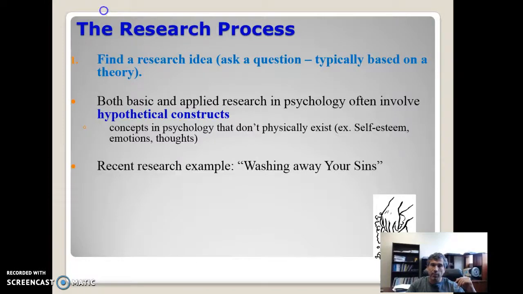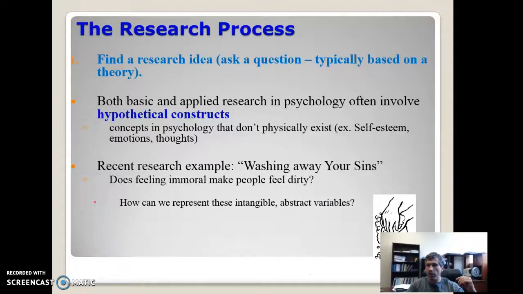So here's the premise of Washing Away Your Sins. These researchers noted that in a lot of different cultures, people consistently associate immorality with uncleanliness. We talk about having dirty thoughts or a dirty mind or getting your head out of the gutter. The idea there is that immoral thinking is somehow physically unclean in a sense. So what they wanted to figure out is, does feeling immoral make people feel dirty?